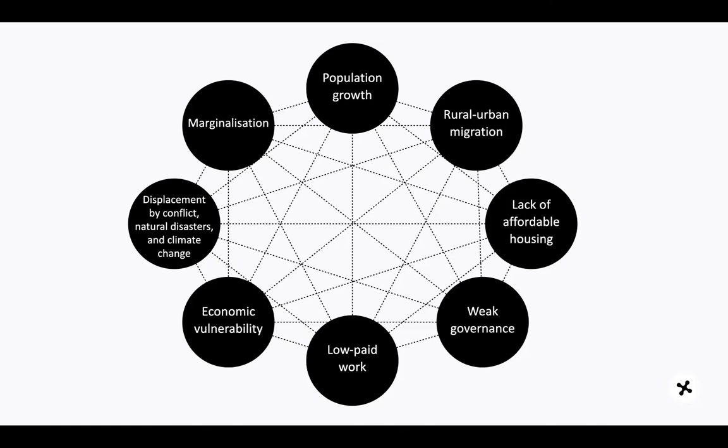So we need to consider areas such as population growth and how that links to rural urban migration, the lack of affordable housing, which we're even seeing in the UK. Could COVID cause a mass informal settlement growth in the UK? Who knows? Weak governance, which you can see a lot of in certain cities.